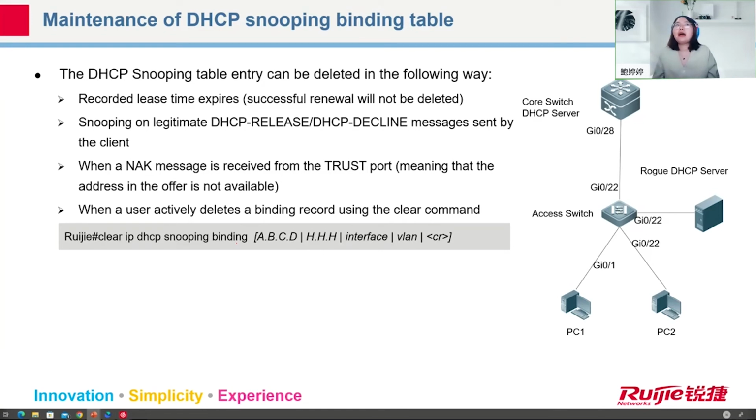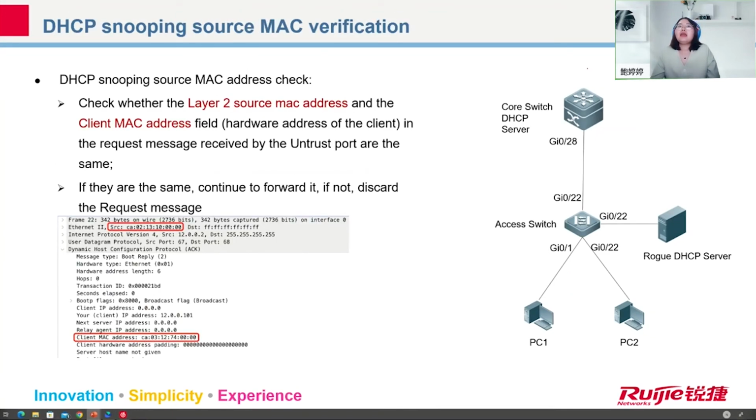And when I forward the traffic, I also consider whether this message should be forwarded out or not. Not only do I consider the MAC address table, but we also have to consider the snooping binding table. So this is maintenance. And how do we check whether the message can be forwarded out or not? We will check the layer 2 source MAC address and the client MAC address together. If they are the same, we will continue to forward it. Otherwise, we will directly discard the request message.